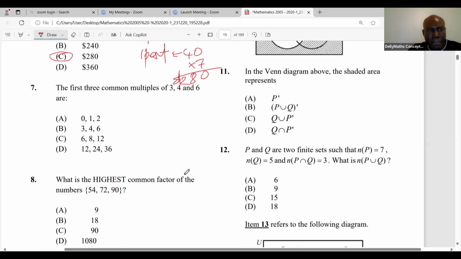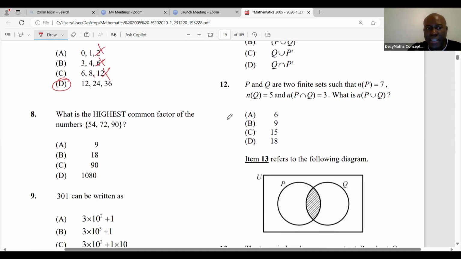Number 7. The first three common multiples of 3, 4, and 6 are the first 3 common multiples of this. So this is not a multiple. These are not multiples, right? And we thought these are not multiples because 3 cannot go into 8. Definitely, if I eliminate the first 3, I'm going to just pick the last one without proving. So what we want to look at is what one can eliminate. And when you eliminate 3 already, my advice to you, do not prove the next one. Pick it.